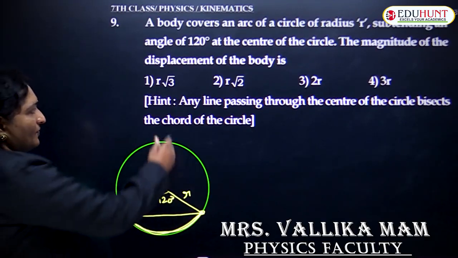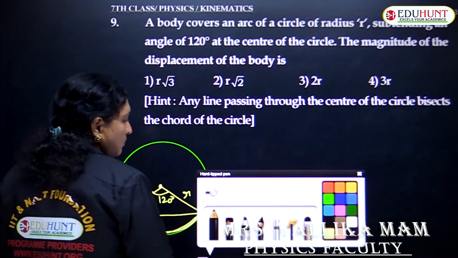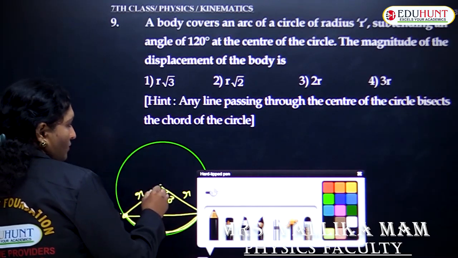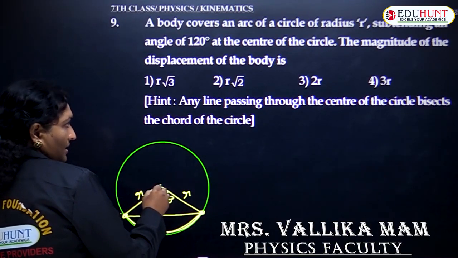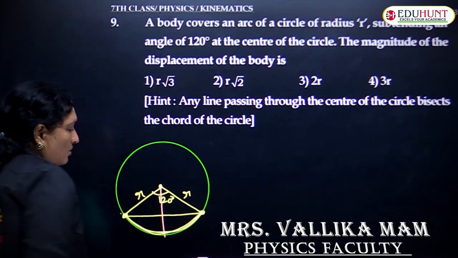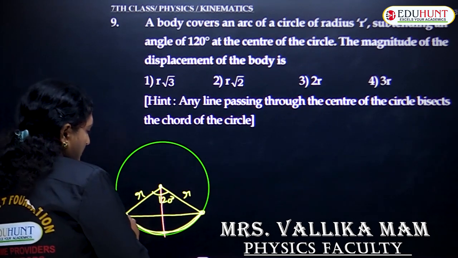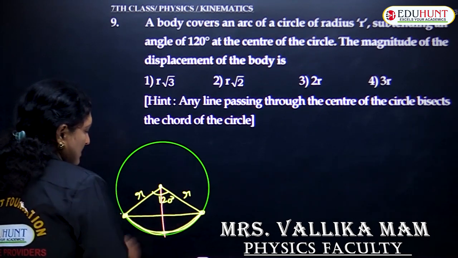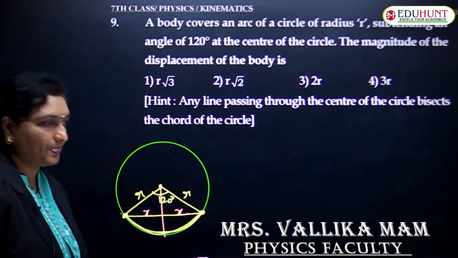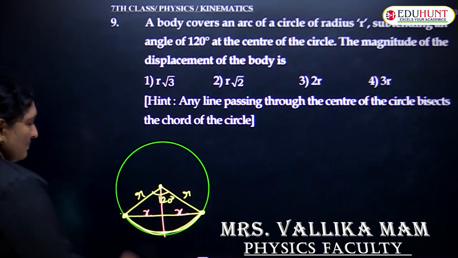To find this, first of all, look at the hint over there. If you are not familiar with it, what it says is, a line passing through the center of the circle bisects the chord of the circle. Bisects means divides the chord into two equal portions. That means this length must be equal to this length. If this length happens to be x, this length also will be x only. So this line joining bisects this chord into two equal parts.